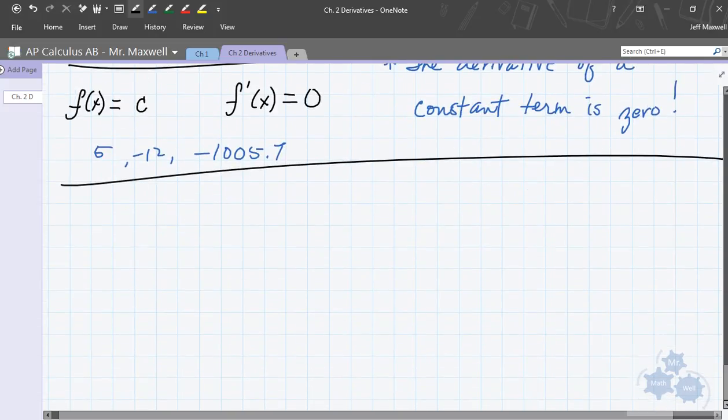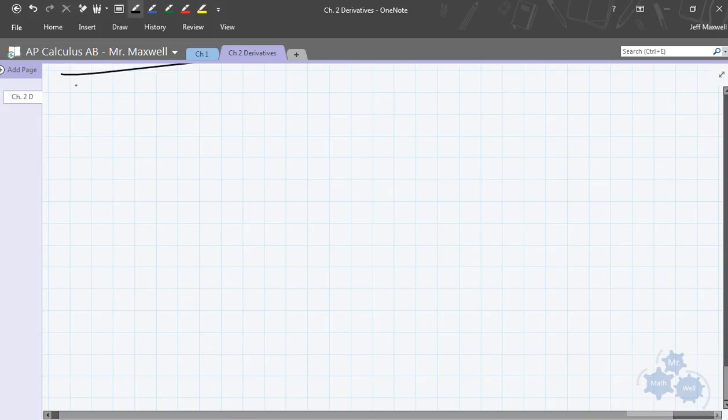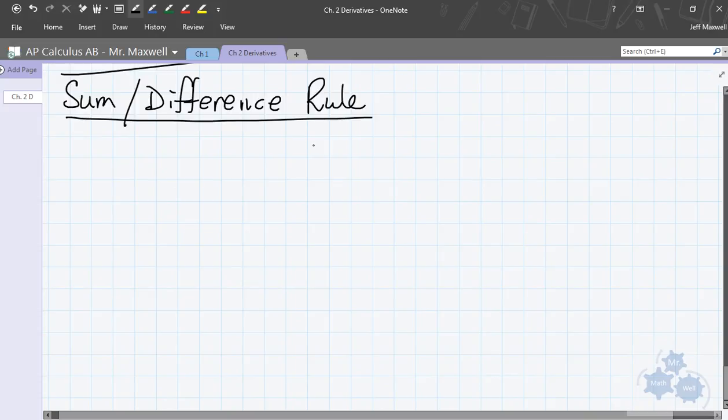All right. We should talk next about the sum difference rule. There's really 2 rules, the sum rule and the difference rule, but we're going to talk about them both at the same time. Basically what it means is if you have terms, any terms that are added or subtracted together, the derivative of that polynomial will be the sum or difference of each individual term's derivative. Okay? So you might want to rewind the tape to hear that one again.